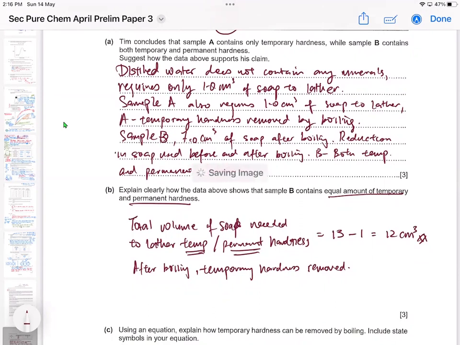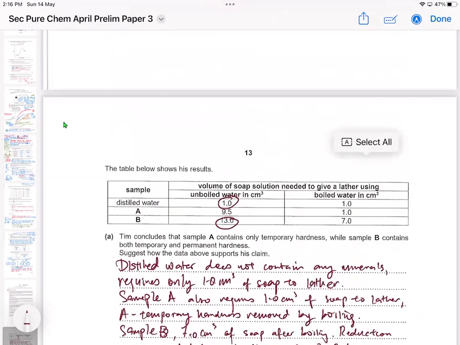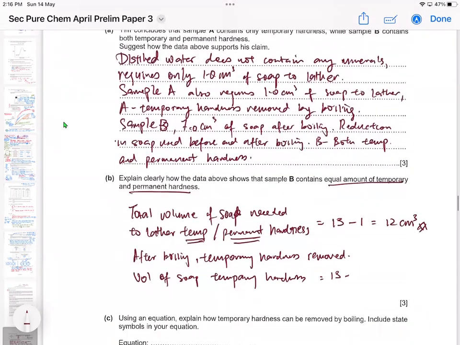So I'll say that the volume of soap required to remove for the lathering of the temporary hardness, because initially we need 13 and then we minus away the final volume here, 7. This 7 is all permanent hardness already. So if I subtract away 7, that means strictly the volume of soap for temporary will be 6 cm cube.